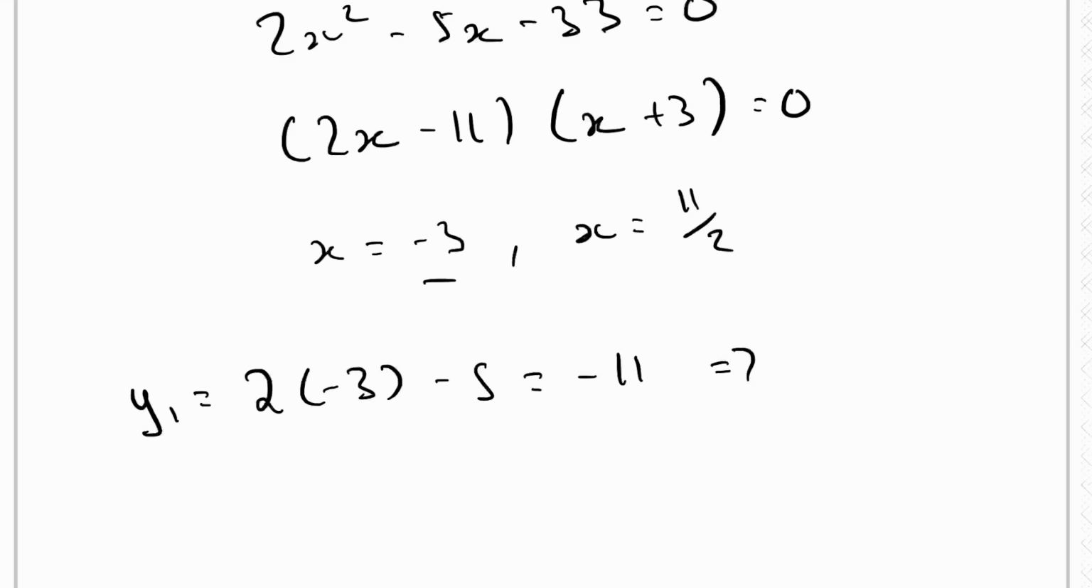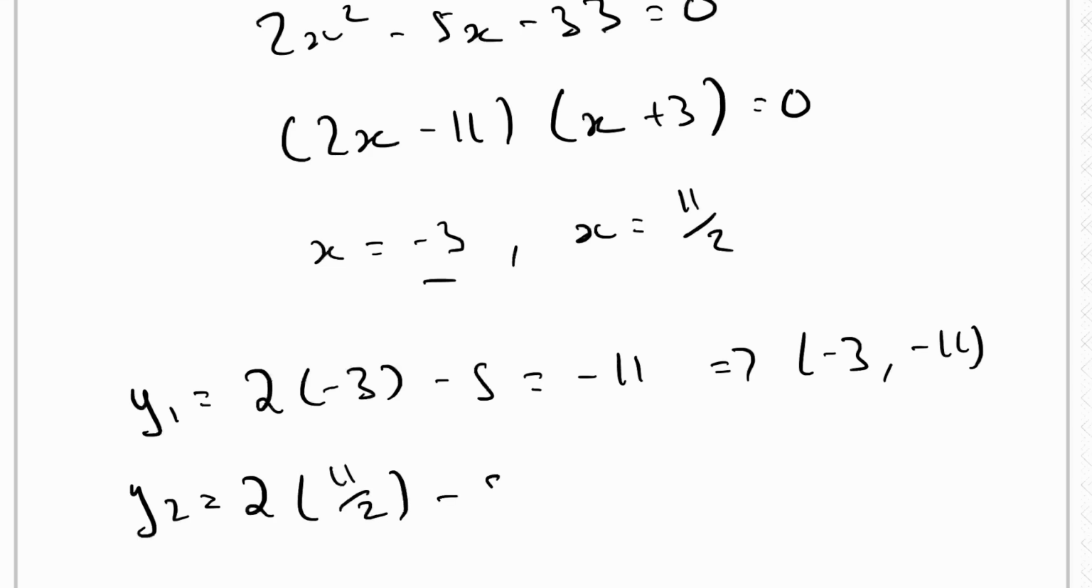And therefore, your first set of coordinates for the intersection point would be minus 3 for the x-coordinate, minus 11 for the y-coordinate. And then you can work out y2, same thing. You do 2 times 11 over 2 and minus the 5 again. So you just get 11 minus 5, and that should give you 6. So over here, you have your x-coordinate 11 over 2, and your y-coordinate is going to be 6. And that's your points of intersection.